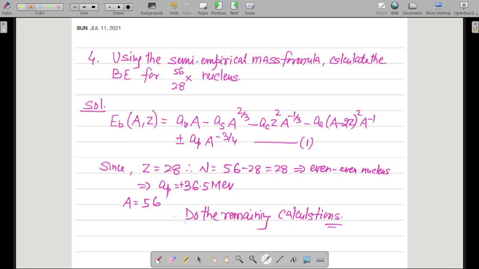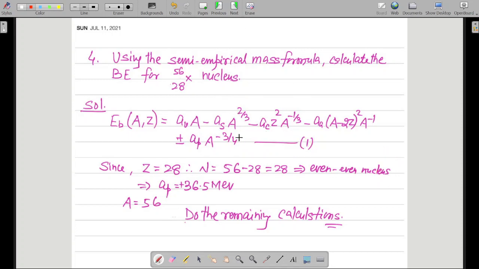Now I am giving this particular problem to you as homework. Do the remaining calculations, but I have not mentioned one particular fact over here: this particular number 28 is a magic number. As 28 is a magic number, we will also add magicity energy over here, because it is a magic number.